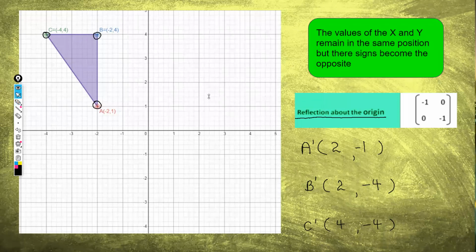Those are the values. And of course, in the exam, you will be asked to plot the values on the graph. So A is what? 2, minus 1. This is A dash, right? B is 2, and we're going down to -4. That's B dash, 2, minus 4. And C is 4, minus 4. And when we draw that, this is the triangle we get.